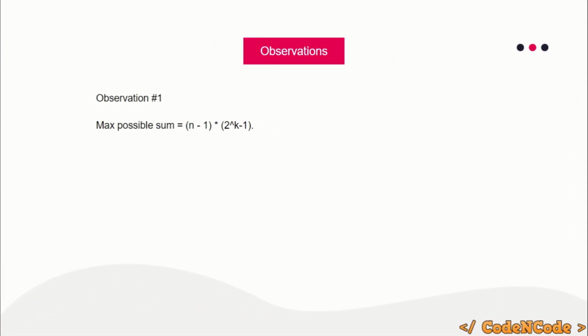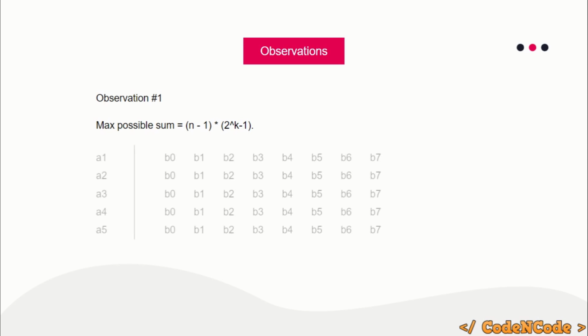Now, first observation: the maximum possible sum that an array can achieve following all of those three conditions is n minus 1 times 2^k minus 1. So if n is equal to 5 and k is equal to 3, then 4 times 7, that is 28, is the maximum result that you can achieve. How? Let me show you with an example.